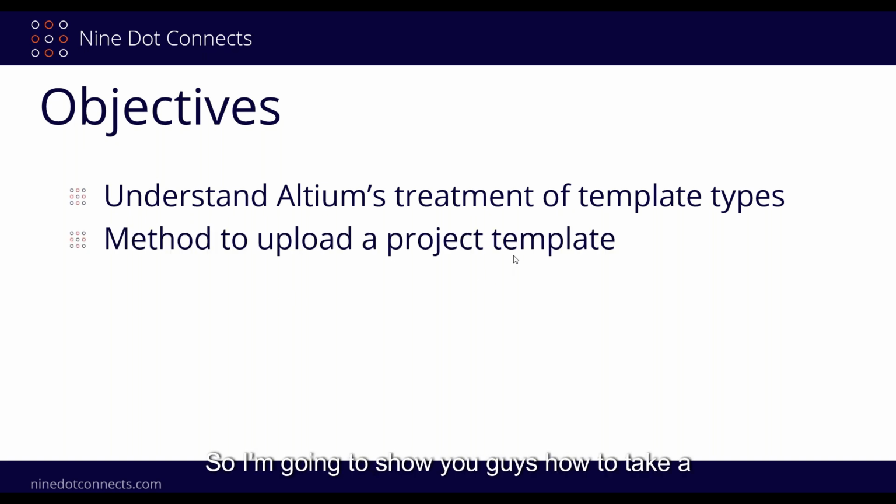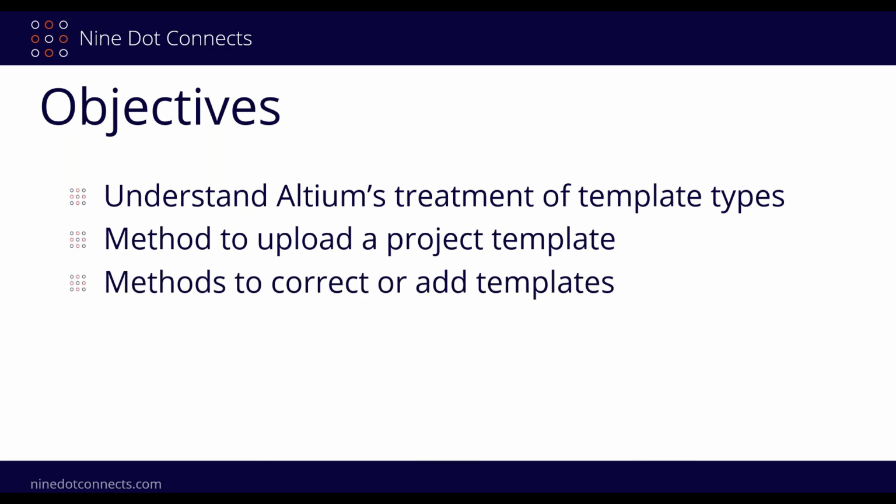The second part is a method to upload the project template. So I'm going to show you guys how to take a project template and upload it into A365. And then afterwards, I'm going to show you methods to correct or add templates. So when you bring up a project template, that's kind of half the story because there are other templates that support your projects. And so those have to be brought up separately because everything has to be properly under their own categories for revision control.